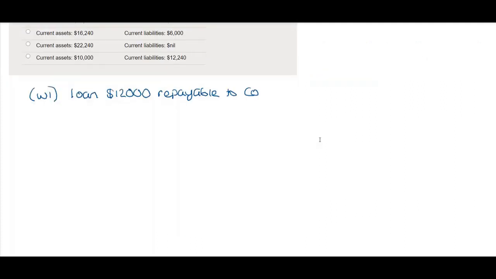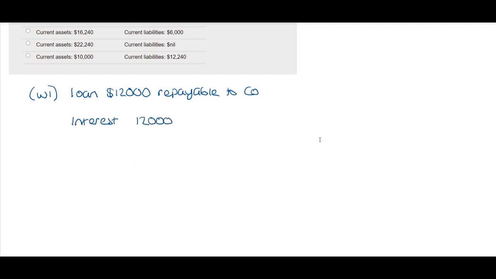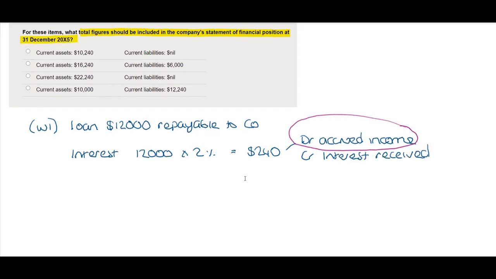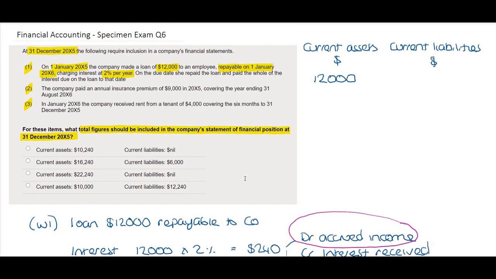What we also have to do is include the working for interest. We are told that the interest is 2% per year. So therefore we need to take the 12,000 and multiply by 2% to work out what the annual interest was. This comes to $240, and like the repayment of the loan, it has also not been paid as yet. And so as a result, the double entry for this is to debit accrued income and to credit interest received. Accrued income is on the debit side and it belongs in current assets, and so therefore our 240 should be added to our current asset balance.